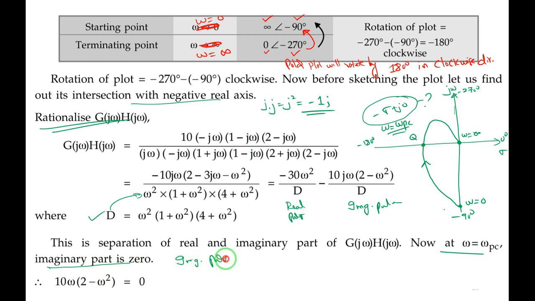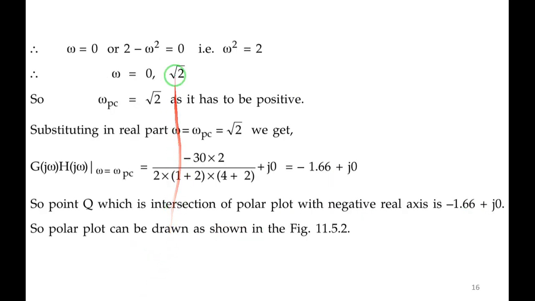The imaginary part is equated to 0. That is 10 omega into 2 minus omega square. This is the imaginary part, right? So leave this j. 10 omega into 2 minus omega square equal to 0. Then calculate this frequency, omega equal to omega pc, here.